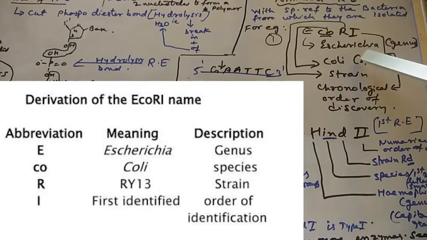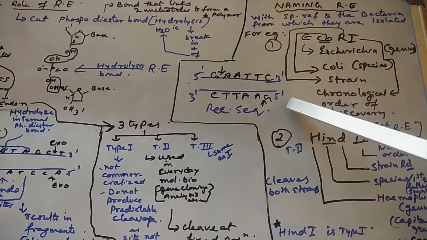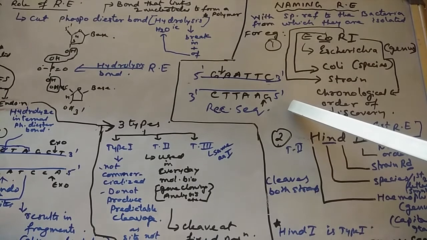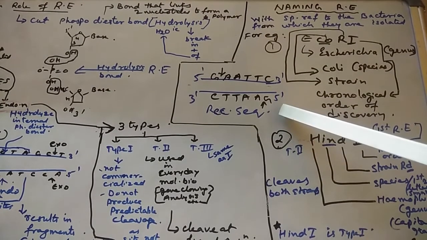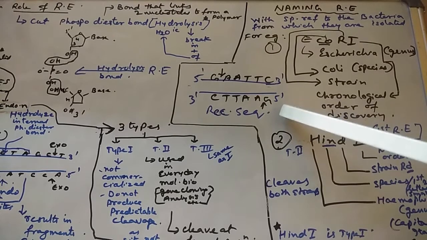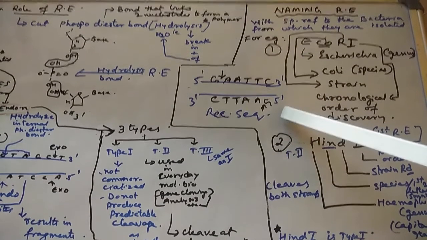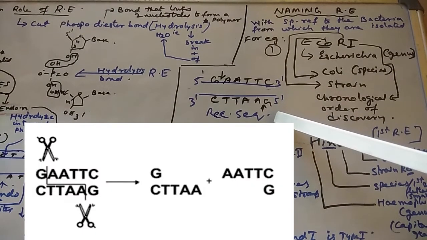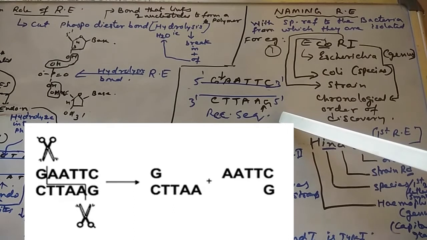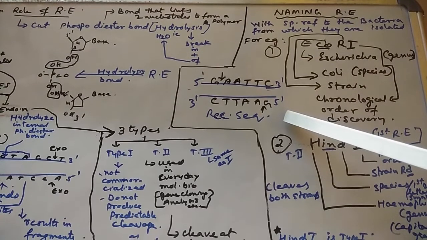And the sequence which EcoR1 will recognize is this sequence. Every enzyme recognizes a specific sequence. That means no other enzyme will recognize this sequence. Only EcoR1 will recognize this palindromic sequence. Read it as a palindrome, GAATTC, and this way also, 5' to 3', GAATTC. So it's a palindrome recognized only by EcoR1.